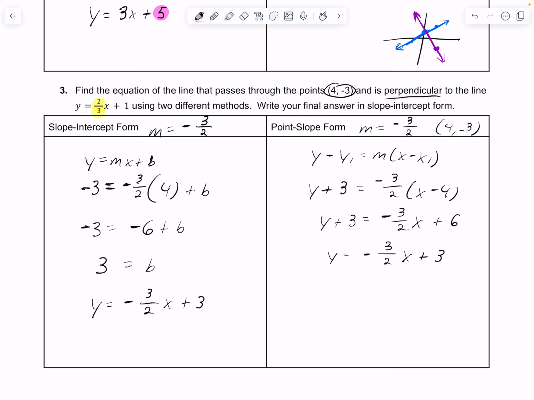And we'll talk in class about what way you prefer, which way you think is most efficient, but you need to be comfortable with both, and especially in Algebra 2, as a teacher of Algebra 2, we do a lot of work with point-slope form, so I want to make sure you're comfortable with using that for the future.